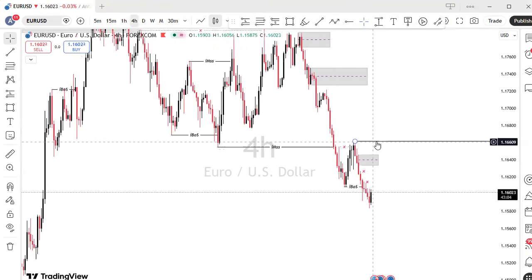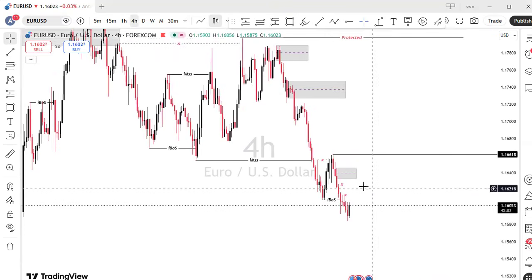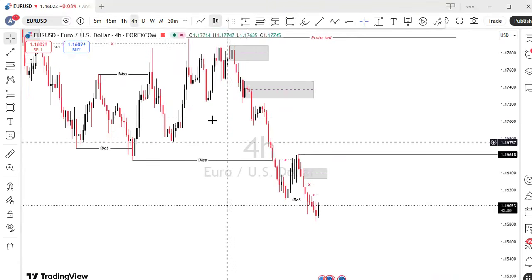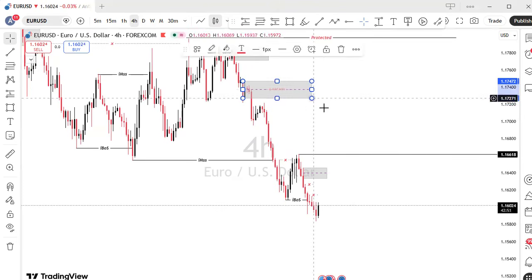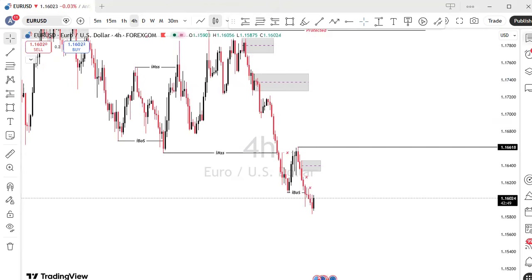If we get a break of structure of this high, that will tell us that the 4 hour swing pullback has begun, and then this is where we'll be waiting for the Euro USD to come to before we look for any selling opportunity. All right, so that's my analysis on Euro USD.